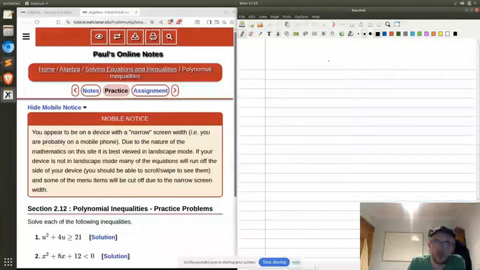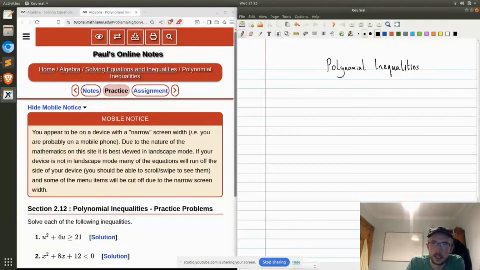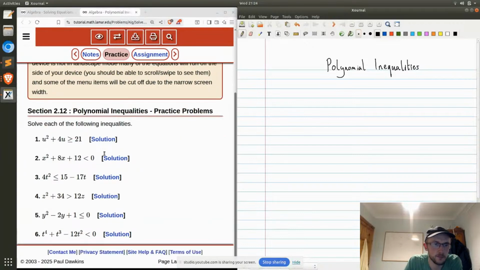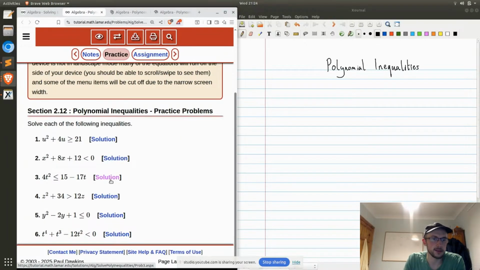Okay. I will title the work Polynomial Inequalities. And now we will commence. We will start. Solve the following inequalities. I would do the first 3.